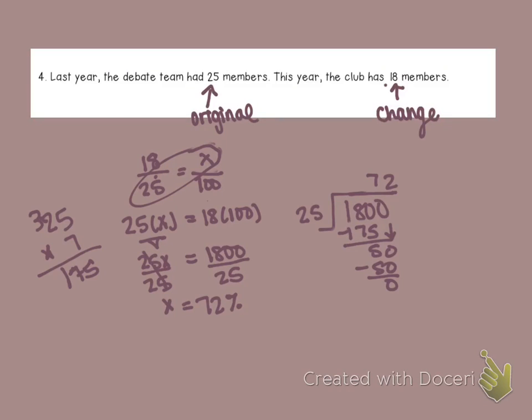So here we have 25 members, and it went down to 18 members. That's 72% of the previous year. So if we talked about, well, what is the change? Well, if the original was 100% and we have 72% this year, 100 minus 72 is a 28% change. So 72% is how many members we have this year as a percent from the previous year.